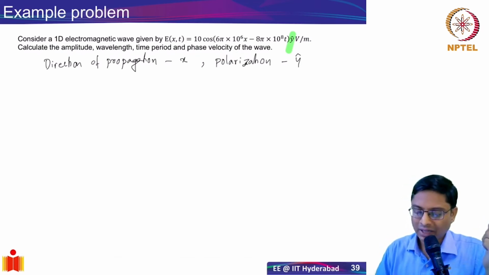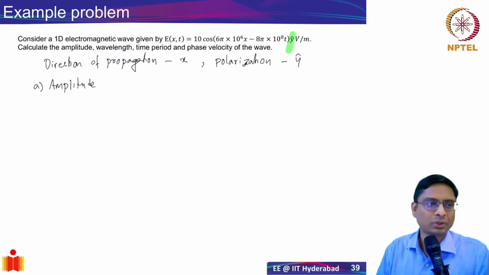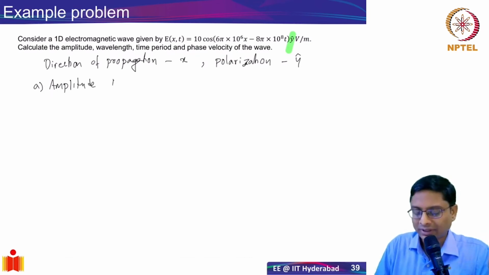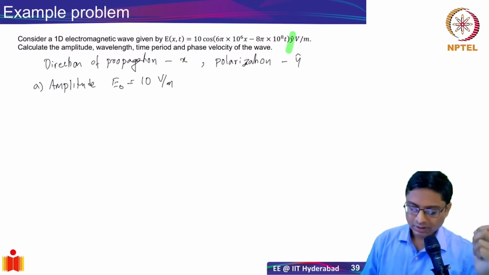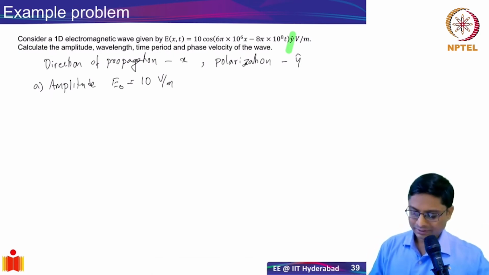Now, what is its amplitude? The amplitude is simply the coefficient of the cosine term. So in this case, E naught is equal to 10 volt per meter. This is the amplitude. And what is the wavelength?